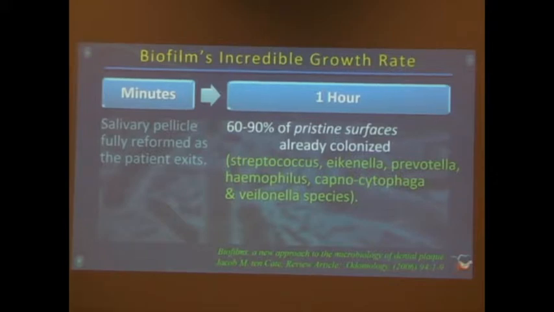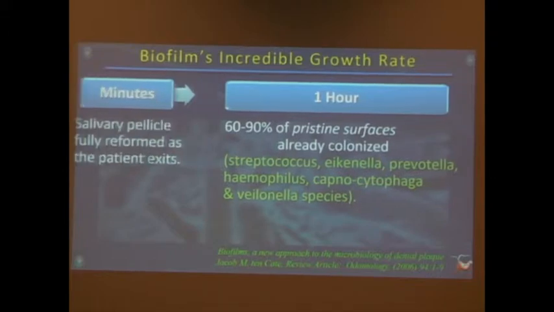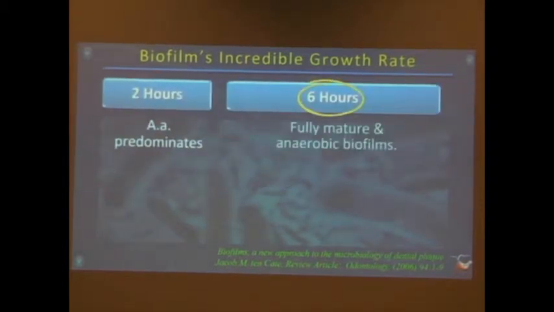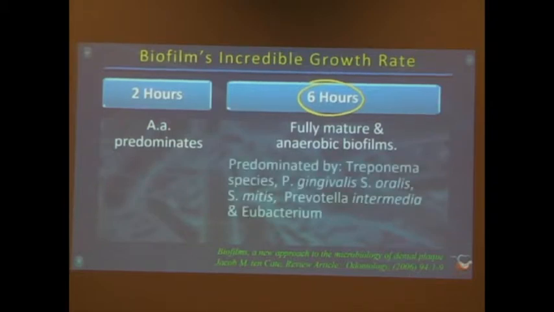Now, how fast does this occur? Within minutes of, say, having a prophy on a tooth, the salivary pellicle, the proteins in your saliva, are redeposited onto the enamel surface. Within 1 hour, just 1 hour, 60 to 90% of the tooth surfaces have already been recolonized by oral bacteria. That's how fast it happens. Within 2 hours, actinomyces predominates. By 6 hours, you have a fully mature biofilm. Now, this is supposing no interruption, no mechanical hygiene, nothing being done to the tooth. So it only takes 6 hours for a fully mature biofilm to form, if the bugs are present in the patient's mouth. And this will be dominated by these species, which is important to know, other than the fact that we're talking about the big three, the red group, spirochetes.